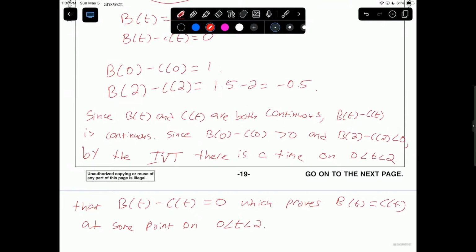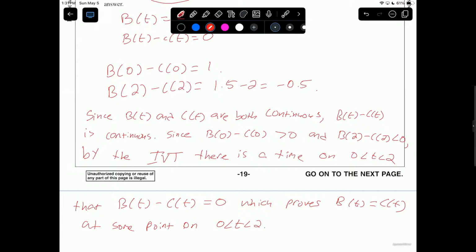So once again, we're going to say, since b of t and c of t are both continuous, b of t minus c of t is continuous. And since it's greater than 0 at 0 and less than 0 at 2, by the IVT, there is a time on 0 to 2 that b of t minus c of t equals 0, which proves b of t equals c of t at some point on the interval. Okay, so that's just kind of what I'm looking at. I'm going back, I'm reading.